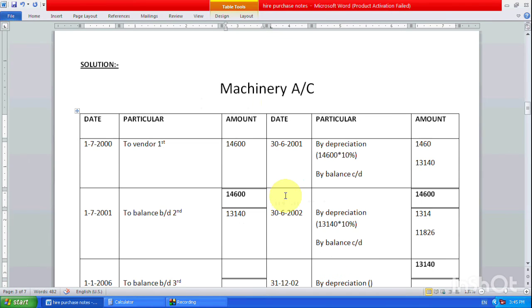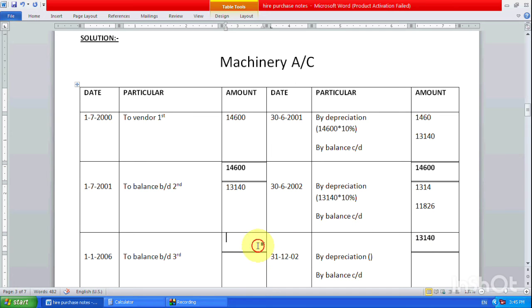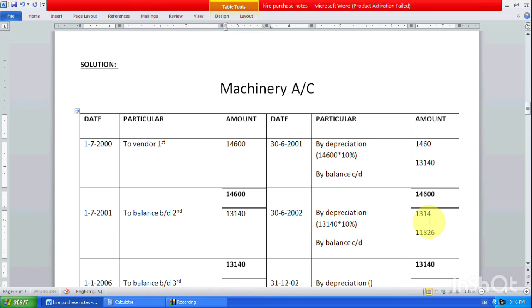it is shown for 2 years. It is mentioned to calculate half yearly, so we have taken yearly in the ledger. So for 2 years it is completed. The remaining closing balance is 11,826, the final value of the machine after depreciation of 2 years.